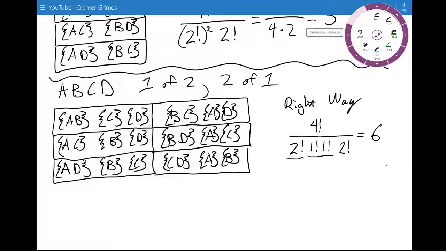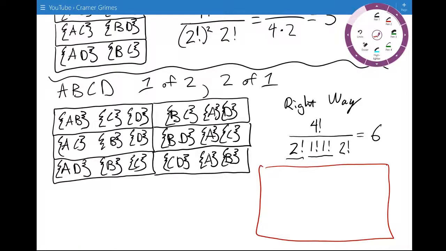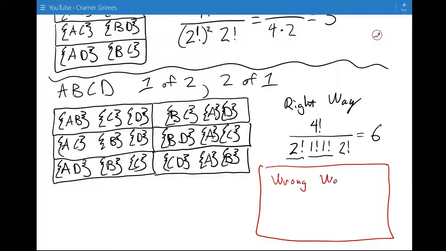I'm going to change my color, and I'm going to talk about the wrong way to formulate this, okay?